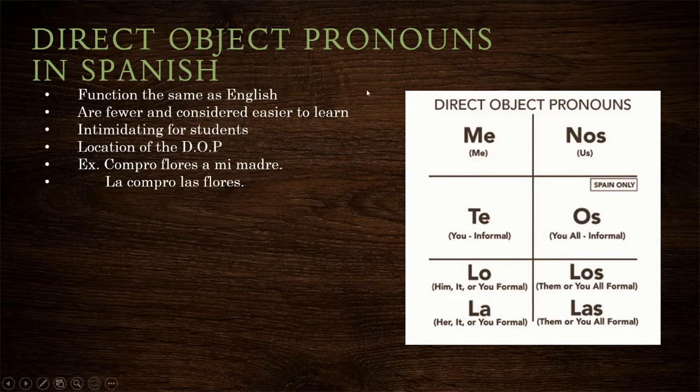Here's the chart. And so you see on the right side right here, you say me, which is me, then nos, which is us, te, which is you, informal, lo and la, which is him, it, or you formally, and her, it, and you formally. And this is them or y'all formally, and them and y'all formally. This is Spain only, and this is also for you all formally or informally. I'm sorry, this would be used for a group of friends. This is used for your friend. These are used for any group mixed with older people or people you want to show some respect to, etc.